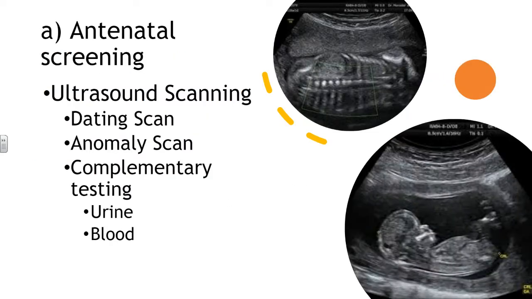So, antenatal screening. There's two different scans that are carried out during antenatal screening. When we talk about antenatal screening, this just consists of all the testing, scanning, consultations done prior to the birth of the baby. In pregnant women, there are two particular ultrasound scans that are carried out. There's the dating scan and the anomaly scan. We can also do complementary testing of blood and urine. These look for chemicals that aid in the diagnosis of medical conditions in the fetus.